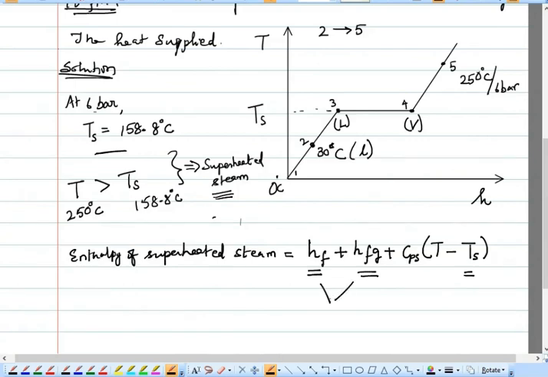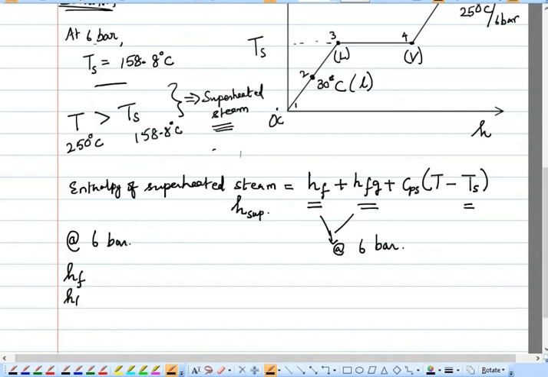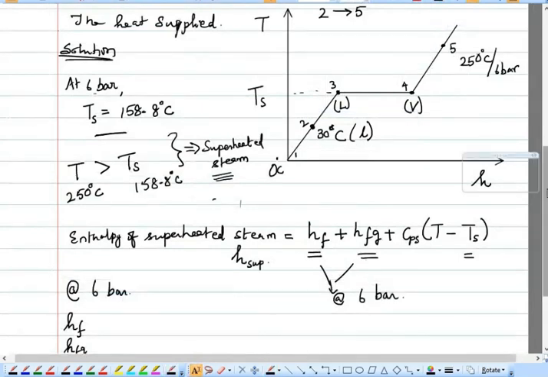These values you have to take at a pressure of 6 bar. So at 6 bar, what is HF and what is HFG? The enthalpy of superheated steam you can denote by H sup. Now at 6 bar, what is the HF value and what is the HFG value? Because your steam is in the superheated region. So I have to calculate this value.